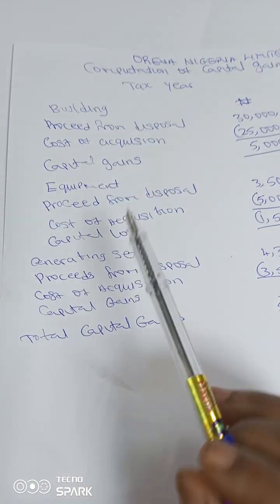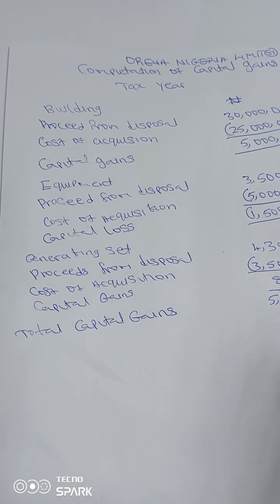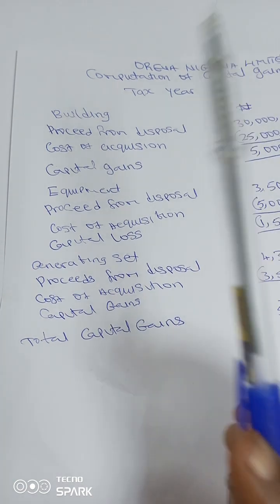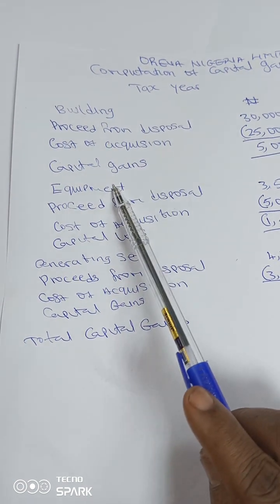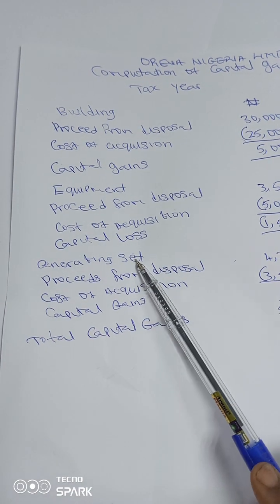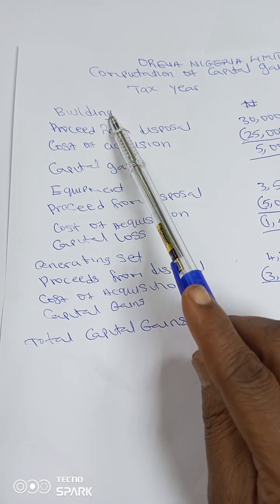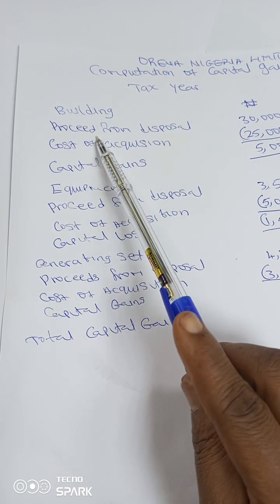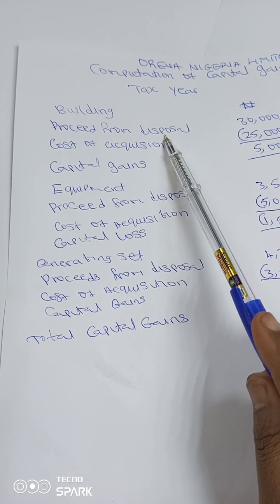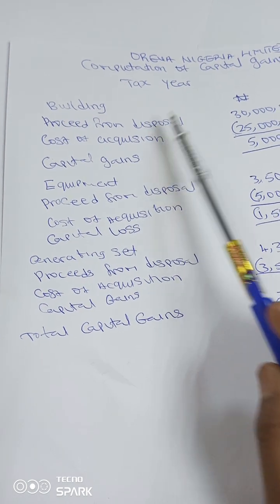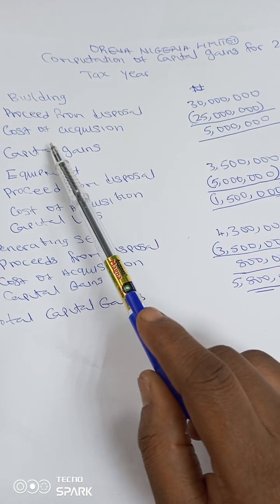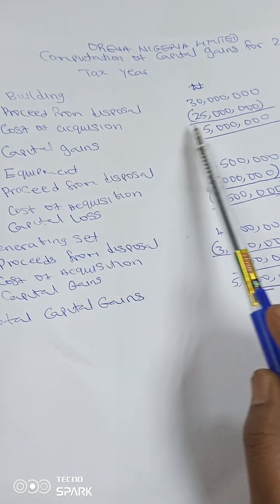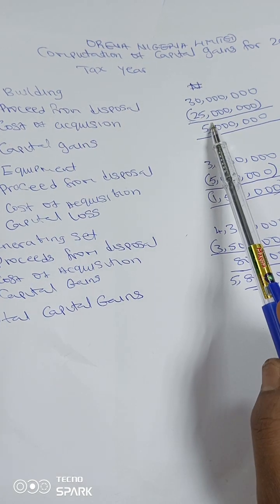So according to the question, you have to look at the question properly. In the question we are solving from, we have building, we have equipment, and we have generating set. So we pick the building, then we take the proceeds from it. As at when it was disposed, it was 30 million, but when it was acquired, it was 25 million. Cost of acquisition, 25 million.